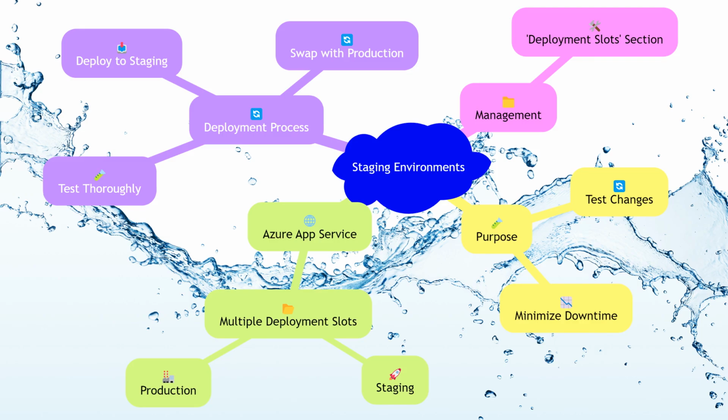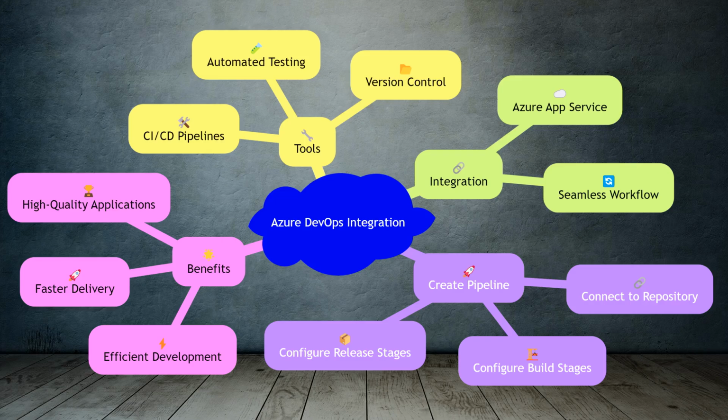Navigate to the Deployment Slots section to create and manage your staging environments. Azure DevOps provides a comprehensive set of tools for managing the entire application lifecycle. Integrating Azure App Service with Azure DevOps enables seamless CI/CD pipelines, automated testing, and version control. Create a new pipeline in Azure DevOps, connect it to your repository, and configure the build and release stages. This integration ensures efficient development workflows and faster delivery of high-quality applications.